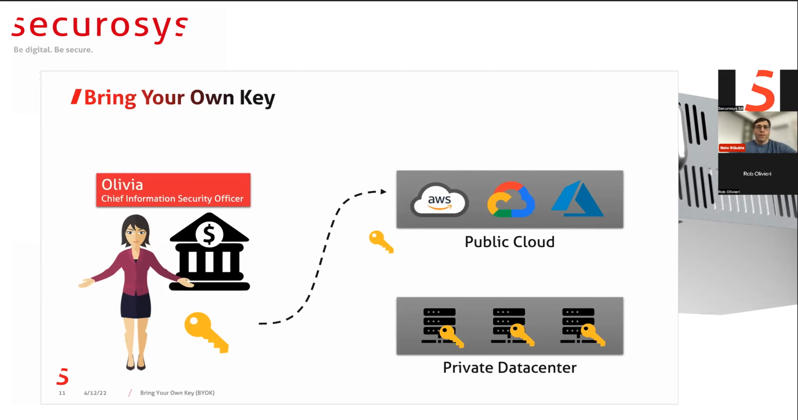The solution we have to come up with is some mechanism where Olivia can generate the keys in her own environment and then securely distribute copies of the keys out to the public cloud. Fortunately, the public cloud providers have already come up with a solution to this. This is called the bring your own key method. Depending on the cloud provider, you might call this method slightly differently.